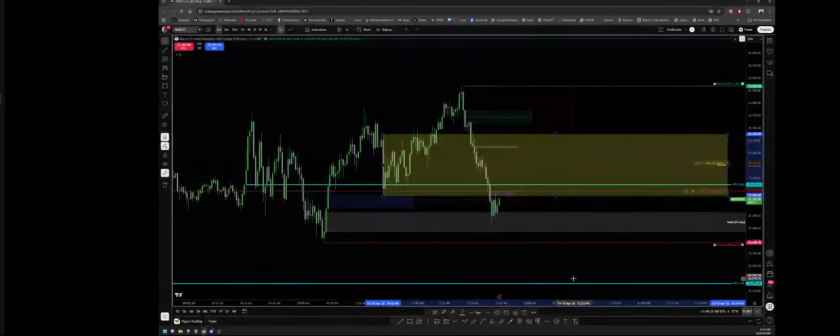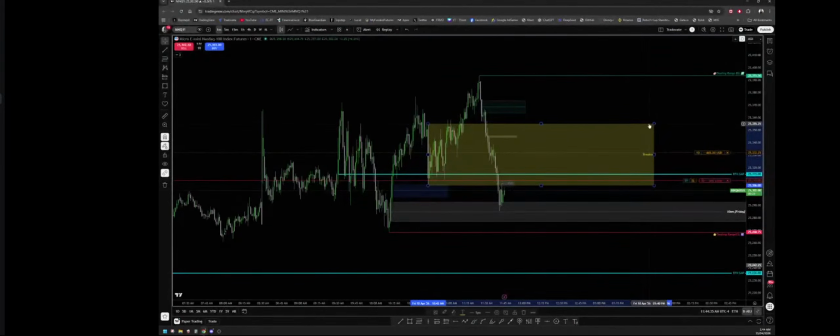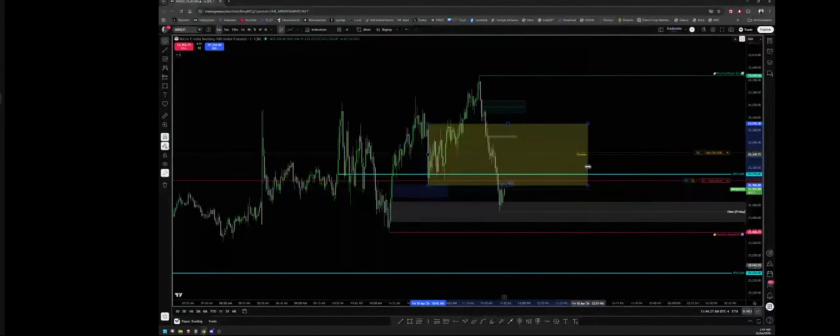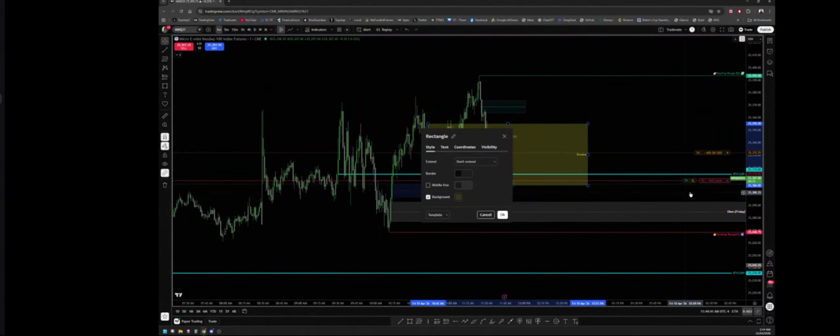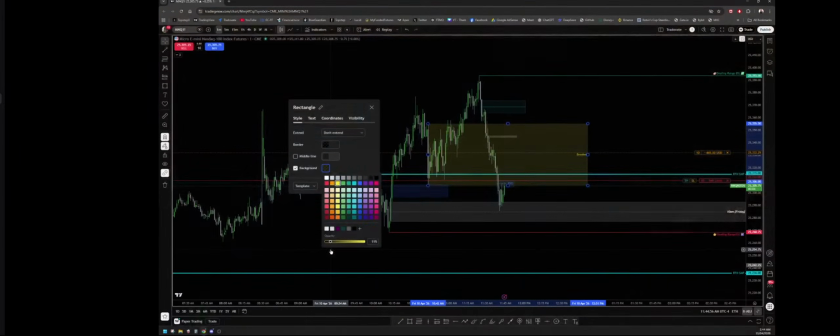Guys, this is your breaker. Your breaker block is here. And what I said, it will come back for the high of that fair value. Huge breaker. If it doesn't give the entry, I have nothing to say, nothing.